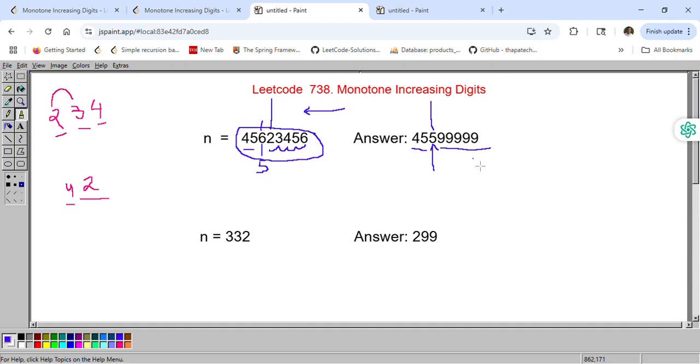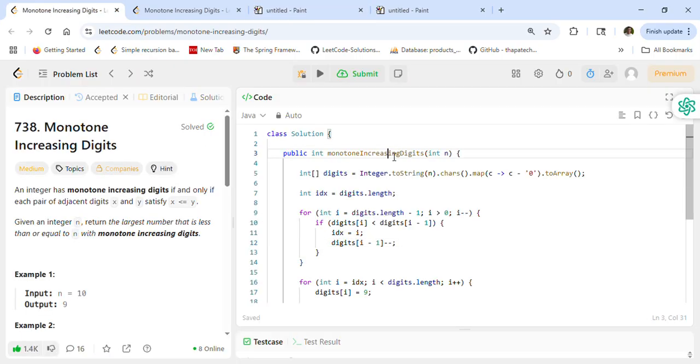So we'll just go through the code. You understood the logic clearly, you understood why it works, and you also understood completely the monotone increasing digits property. So let's go to the Java code. We'll take a look here. Monotone increasing digits is the method that we are implementing. N is given to us, and this is going to return an integer, which is the largest number that is smaller than the given number, right?